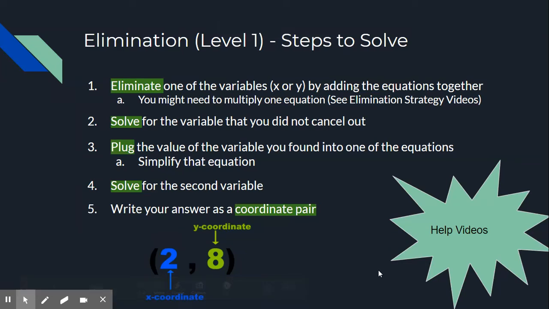Welcome back to the notes on elimination. In this video, we're going to try a level 1 problem type of elimination and look at the steps to solving these systems of equations.